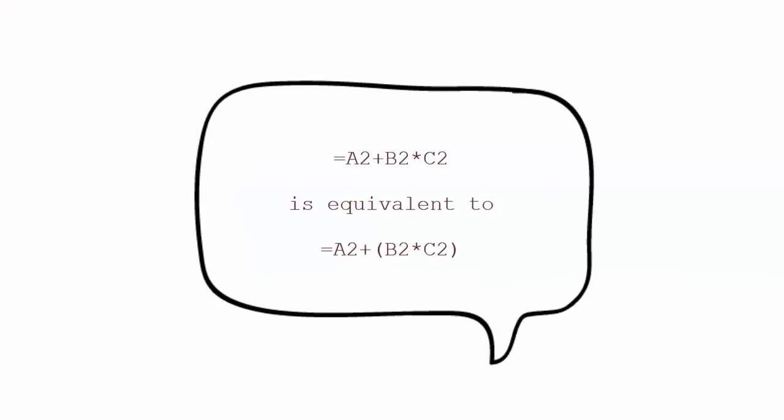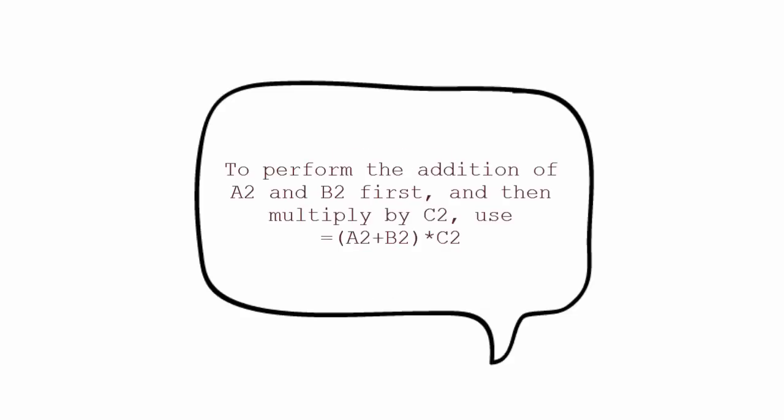Note that equals A2 plus B2 asterisk C2 is the same as equals A2 plus in parentheses B2 multiplied by C2. If you want Excel to perform the addition of A2 and B2 and then multiply the result by C2, you need to use parentheses in this way. Equals parentheses A2 plus B2 close parentheses asterisk C2. The parentheses around the addition tell Excel that you want this operation to be performed before the multiplication.